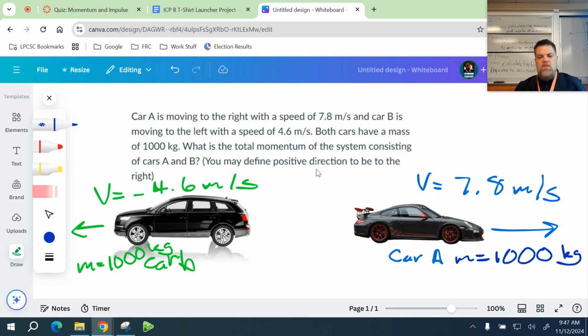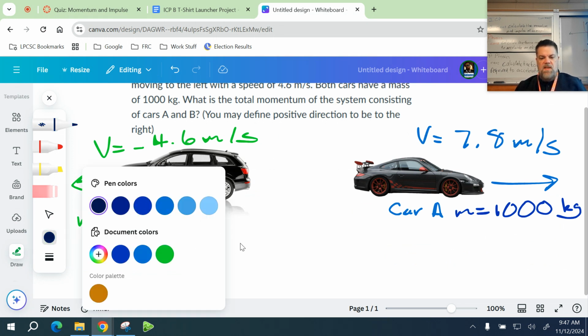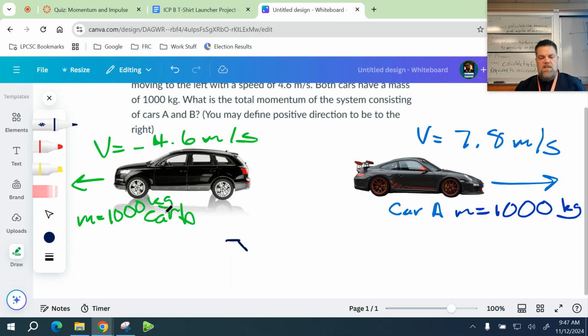And it says, what is the total momentum of the system consisting of cars A and B? So the total momentum of the system then is just going to be the sum of the momentums, right? So I'm just going to call this the momentum of B plus the momentum of A.